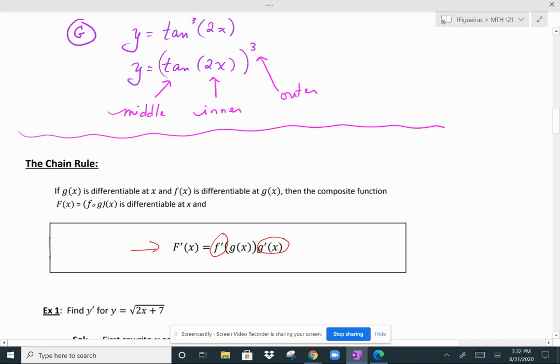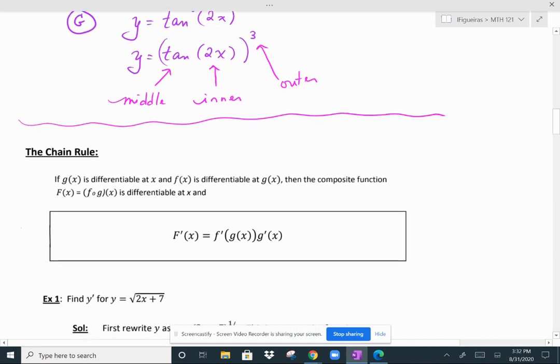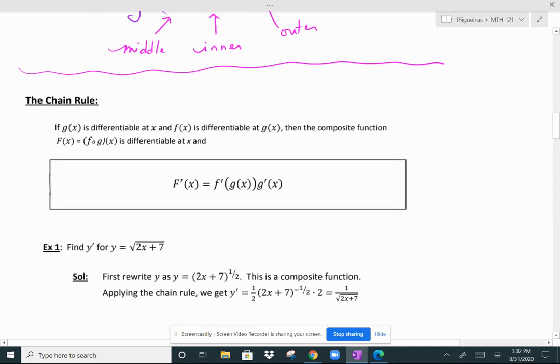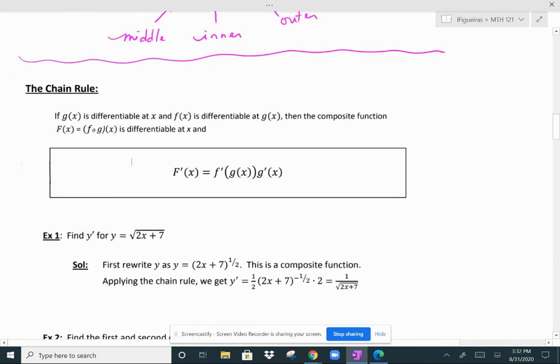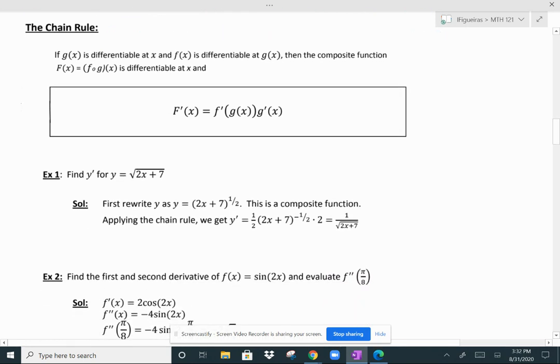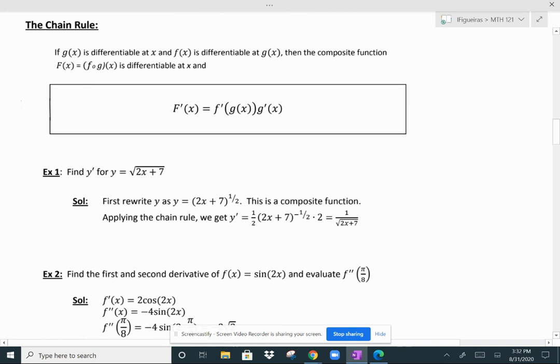So again, understanding outer and inner will be important for you to be able to do this properly. And that's if you have 2 functions. We'll talk about if you have more than an outer and inner. In other words, 3 or 4 functions, what would you do? So let's talk about just an outer and an inner function.